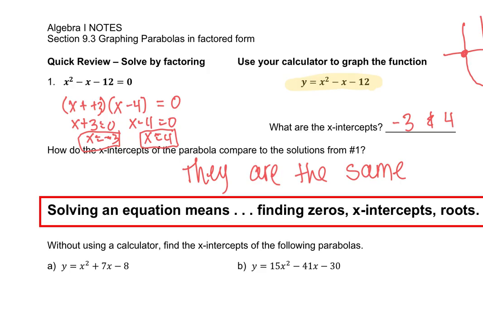So solving an equation means finding zeros. Those are also your x's. Your x-intercepts, which are also your x's. And roots, which are also your x's, right? So you need to know this terminology right here that I just underlined. You can even highlight it if you have a highlighter, use a color. You need to know this terminology. All of that means the same thing. You're solving for x. So if it says find the zeros, all you're doing is finding x. Find the x-intercepts, you're just finding x. Find the roots, you're just finding x.